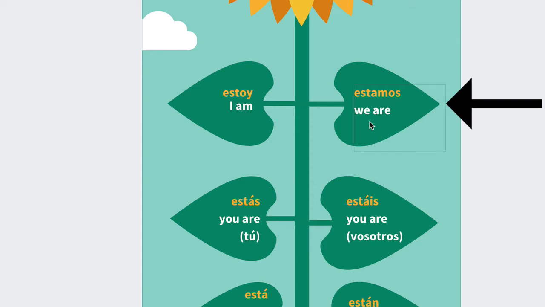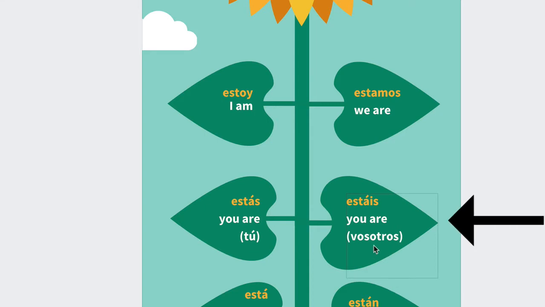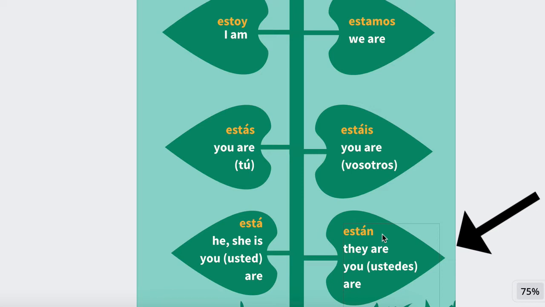Estamos means we are. Estamos. Estáis means you are in the vosotros form. That is to say, the you plural form when you're friendly with the people that you're talking to and it's not in a polite situation. And lastly, but not least, están. Están means they are or you are using the ustedes form.